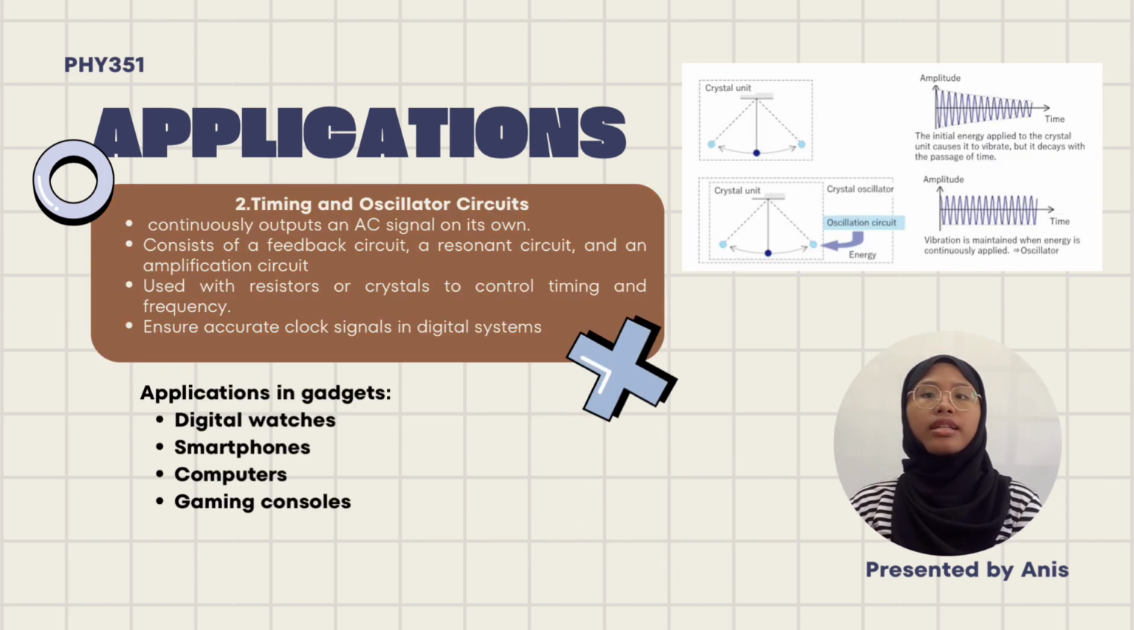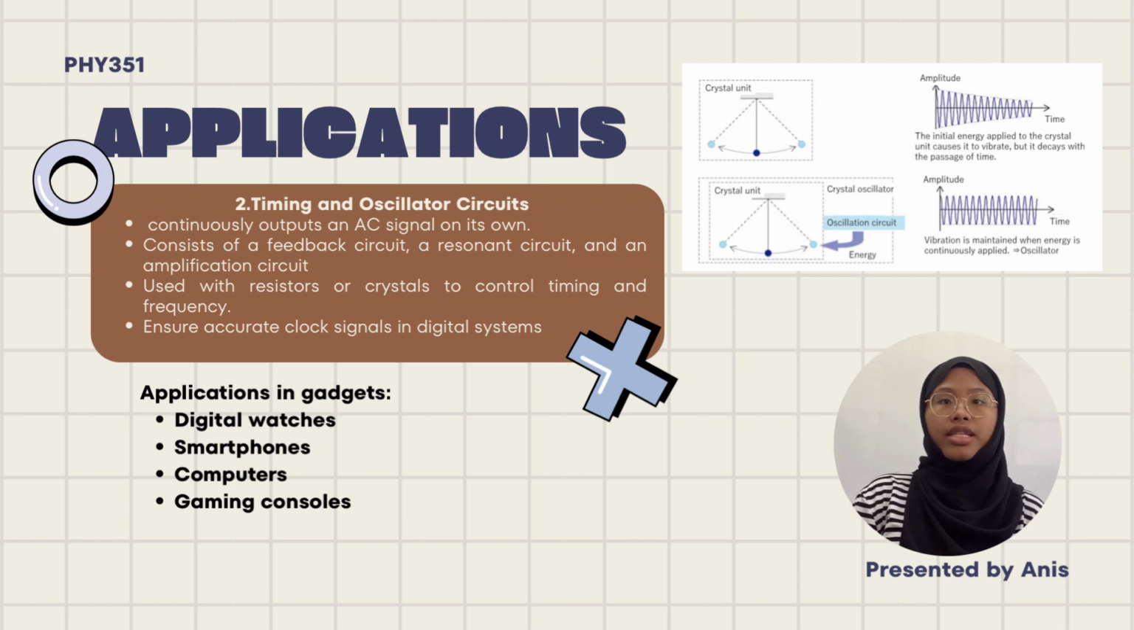It is an electronic circuit that generates a continuous and stable alternating current signal without requiring an external input. They operate using a feedback circuit, a resonance circuit, and an amplifier to sustain oscillation. By using a resistor, capacitor, or crystal oscillator, these circuits precisely control the frequency and timing of the output signal. They are essential in digital systems as they provide a clock signal that ensures reliable and synchronized operation of electronic devices.